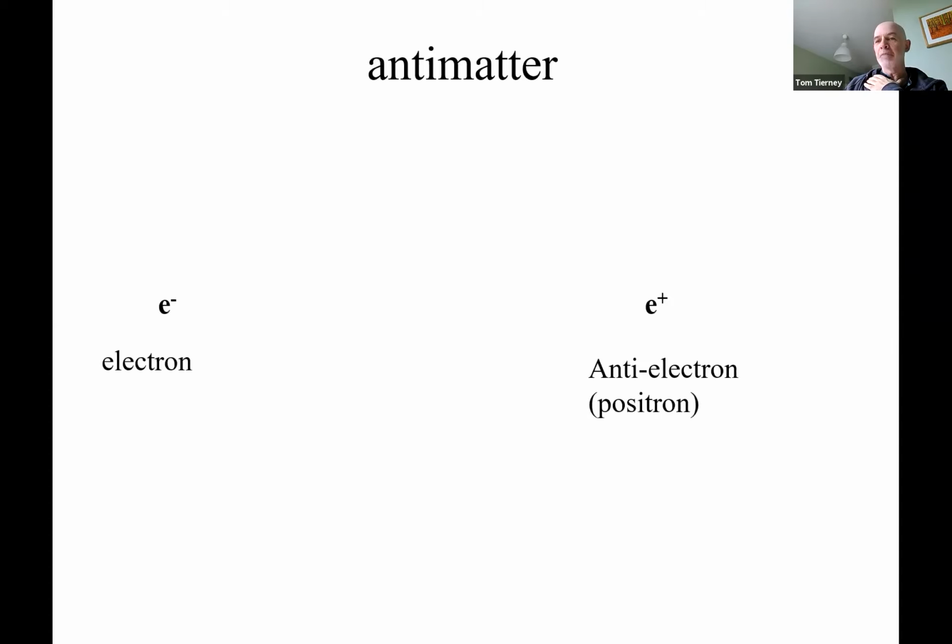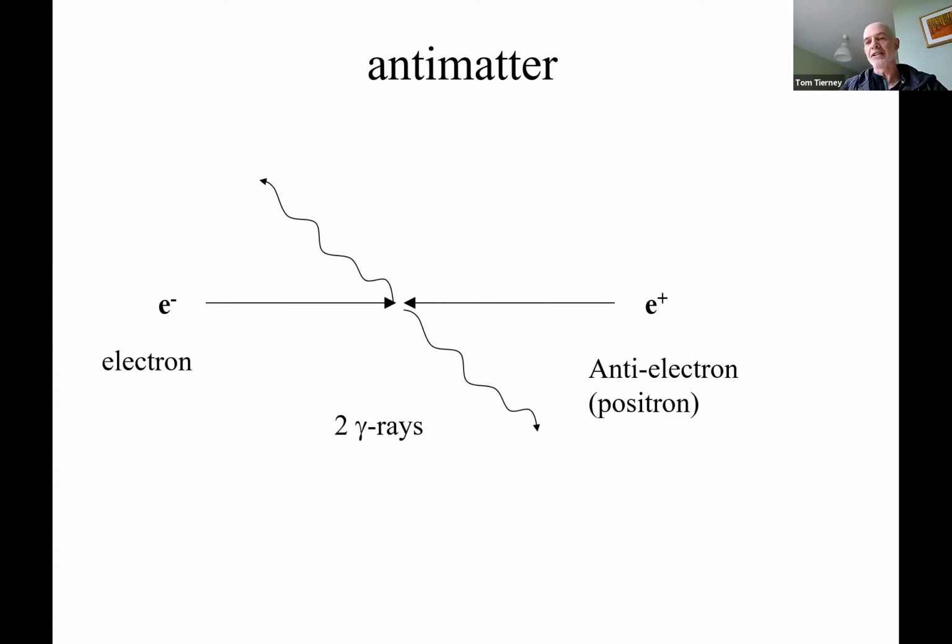In what way is it a minus particle? Well, if plus 1 meets minus 1, you get 0. If an electron meets an anti-electron, you get 0. The particles annihilate each other. They disappear and their energy is transferred into 2 gamma rays. Same thing if a proton meets an antiproton. Neutron meets an antineutron, same thing. They annihilate, their mass disappears entirely, the energy is converted into gamma rays.